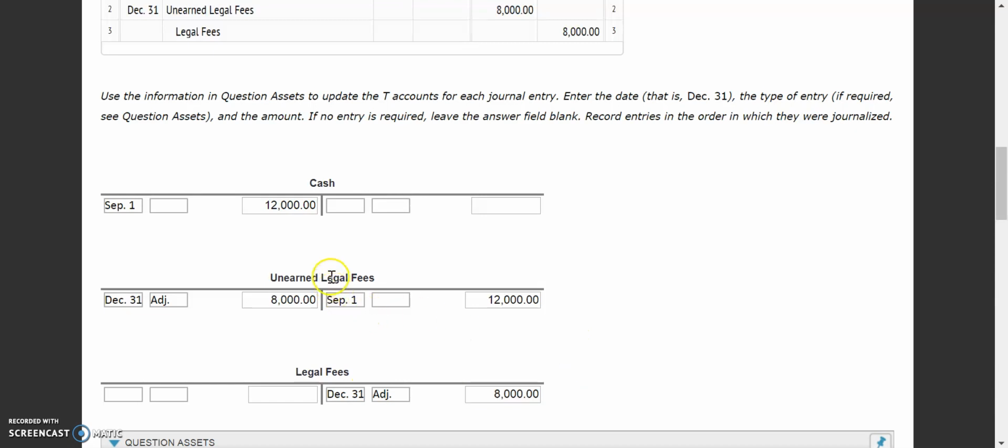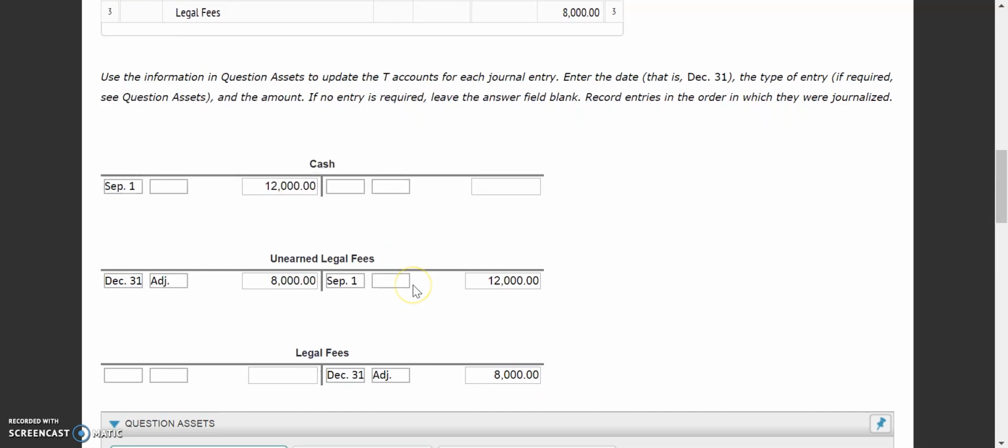So if you notice right now in unearned legal fees, if we had $12,000 and we debit it, that means unearned legal fees still has a balance of $4,000. You just want to remember that as we keep going.